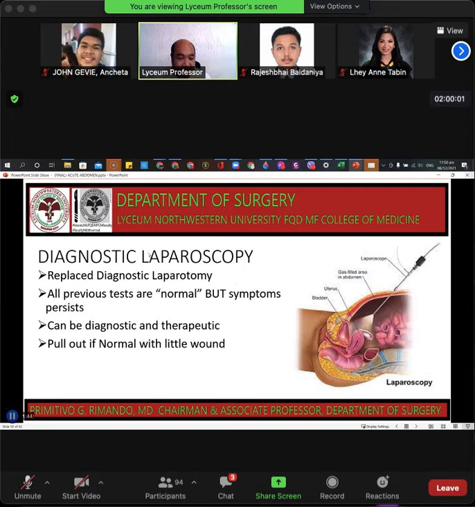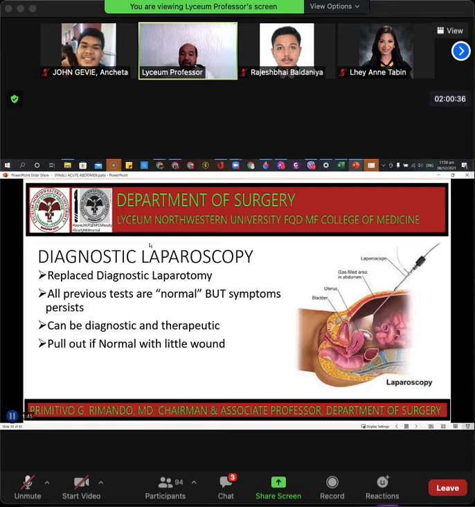Laparoscopy has been very helpful because, can you imagine, in the past, if you had a patient with normal imaging but the pain persisted, you would tell them, we need to open you up. So you're going to do a diagnostic laparotomy, meaning you have to make a very big incision just to be able to look inside the abdomen and see what the possible causes of the pain are.